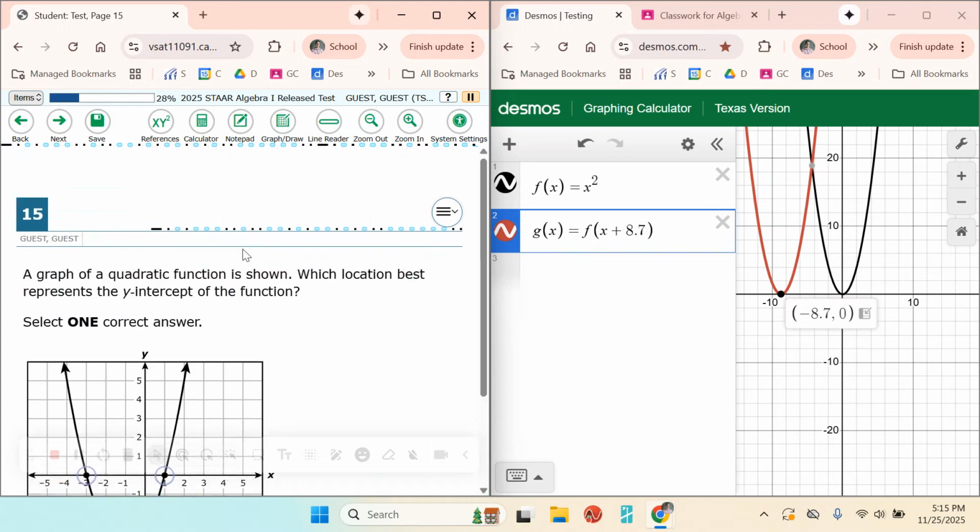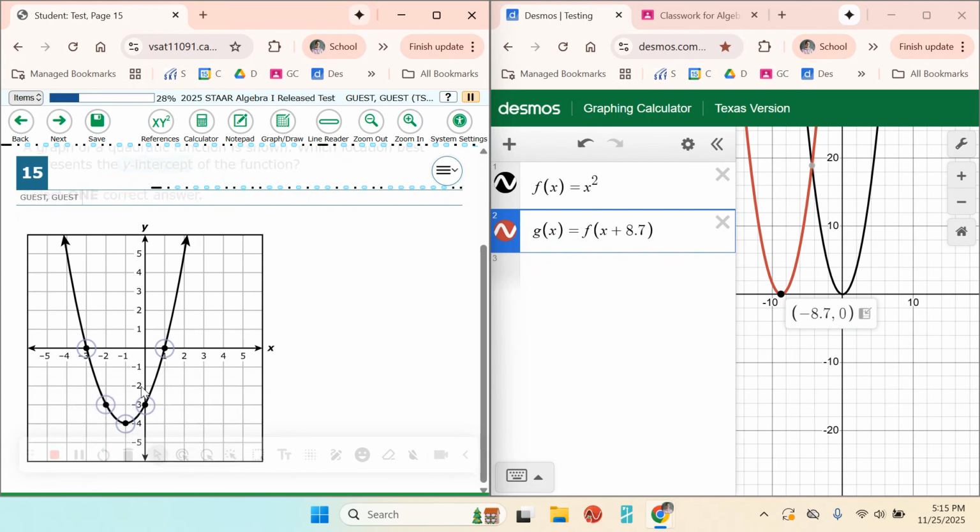Okay, please don't miss this one, guys. We talked about this. The other one was harder than this one. Which location best represents the y-intercept? There's the y-axis. Just follow it. Keep following it until you find the point where it crosses, and we find it right there.